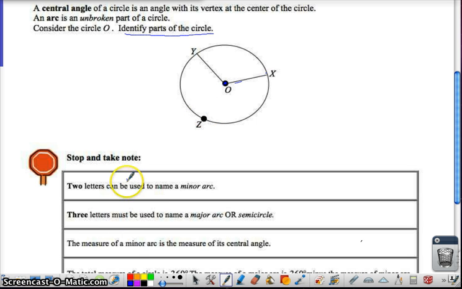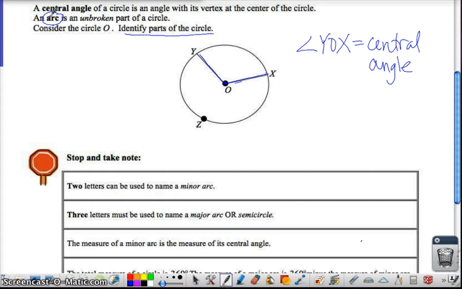So now we're going to add some more vocabulary words onto this. And one of the things that you just learned is YOX. So angle YOX is the central angle. Okay, now we're going to talk about arcs, because our other vocabulary word that's new today is about an arc. So it's an unbroken part of a circle. We have something called a minor arc, and then we have major arcs, or semicircles. So our minor arc is less than a semicircle. So in this case, our minor arc is XY or YX.